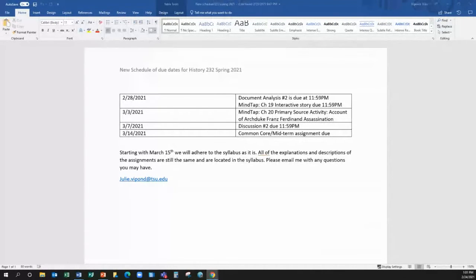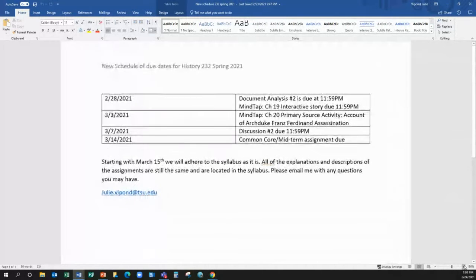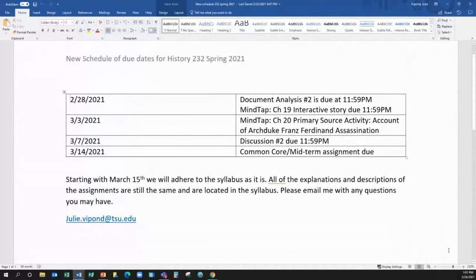Posted it under course content. So we're only really going to adjust the next couple of weeks. For this Sunday, which we already talked about on Monday, you have the MindTap Chapter 19 interactive story due. That was what was due last week while everybody was surviving Ice-Mageddon. And document analysis number 2 is also due this Sunday on the 28th at 11:59 p.m. And that is an essay format. Okay, so make sure that you read it in the essay format.